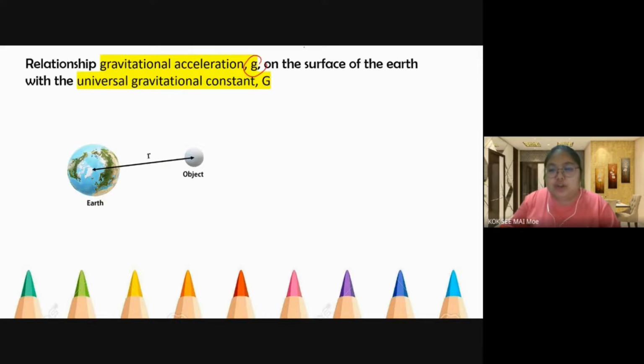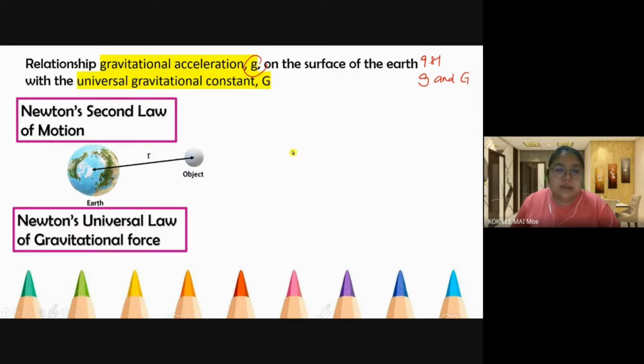that means the g, the 9.81, that one g on the surface of the Earth, with the universal gravitational constant. So we want to find the relationship between the small g and the bigger G. What is the relationship? Okay, so from here we're going to see Newton's second law of motion. Before that we learned the universal law of gravitation, so we show the formula.